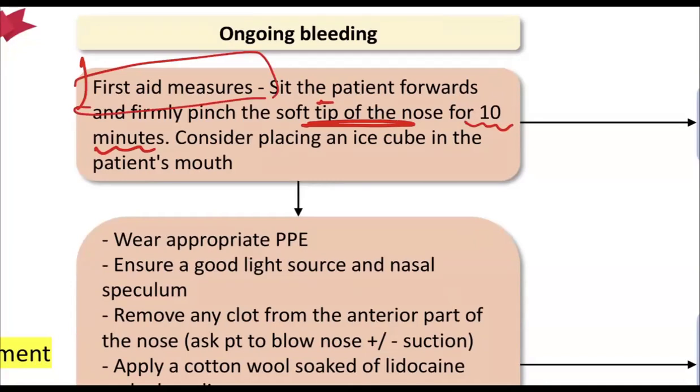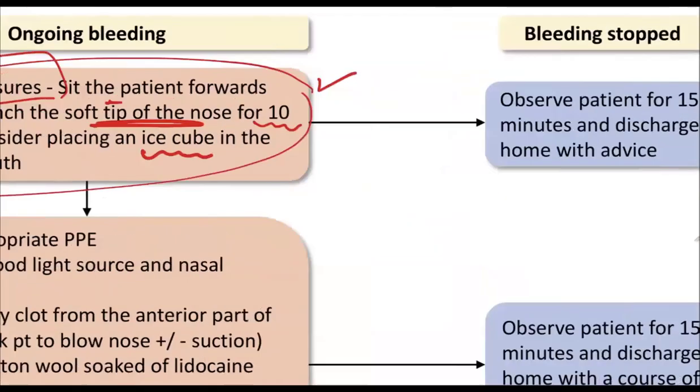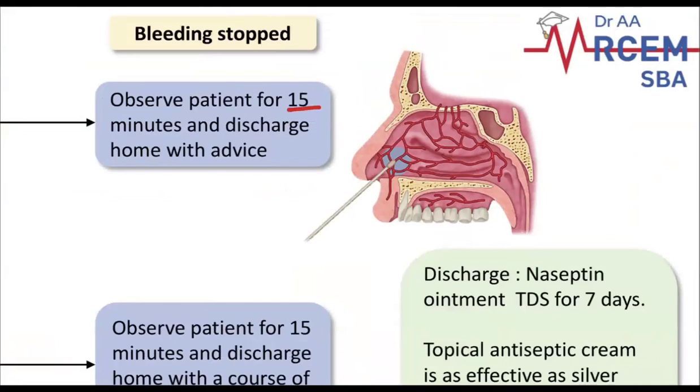Most of the time, paramedics would have done it. If they have driven directly to the emergency department, at that point of time you will ask them to just pinch their nose for 10 minutes and re-observe. In the meanwhile, while they're pinching their nose, you can place something cold in their mouth. Why place something cold in their mouth? It can be an ice cube, most of the time. You're placing an ice cube in the mouth because it will cause vasoconstriction. If this is successful and the bleeding has stopped, you'll observe for another 15 minutes. If there is no recurrence of the bleeding, then you can discharge them.